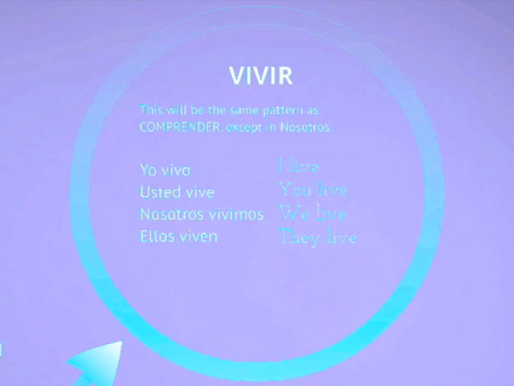The only difference between this and comer or comprender is that vivimos. So our pattern again, take off the IR, end up with the root, which is viv, as in viva Zapata. Add o, e, emos, en, and there you have it. Yo vivo, usted vive, nosotros vivimos, ellos viven.